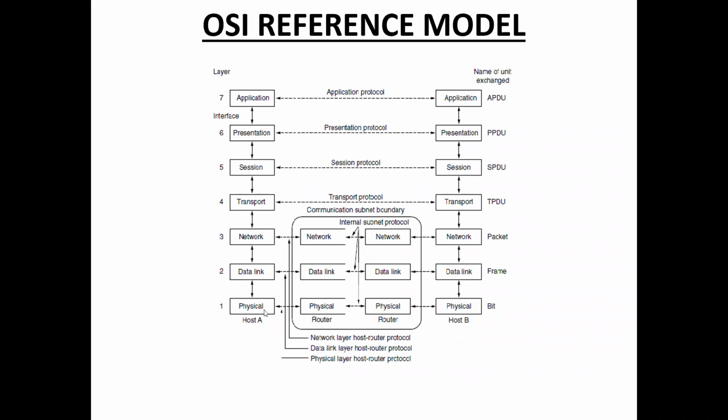And of the 7 layers, each layer performs a particular task. First one, physical layer. The responsibility of the physical layer is the physical connection between the devices. This layer contains information in the form of bits, zeros and ones. Its responsibility is transmitting individual bits from host A to host B. The functions of the physical layer are bit synchronization, bit rate control, physical topologies, and transmission mode.